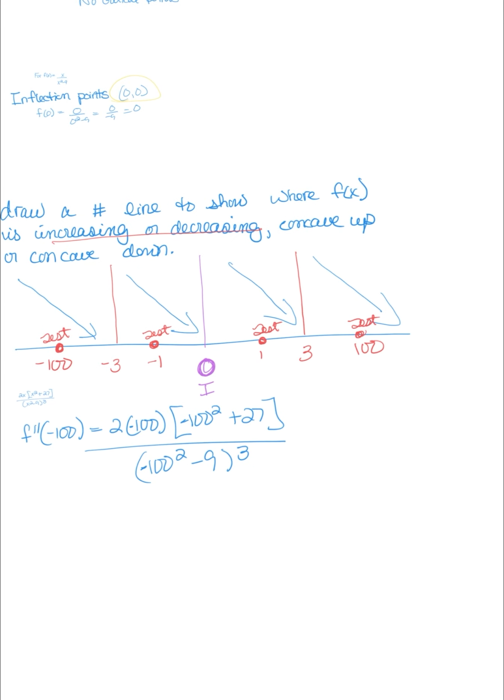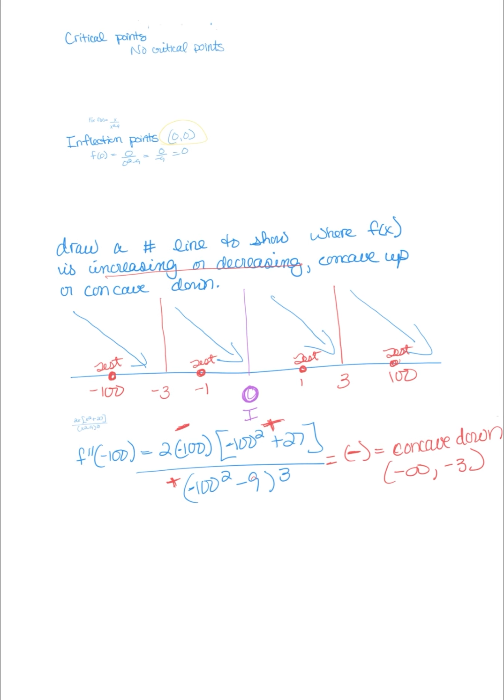Okay, well, 2 times negative 100, that's a negative. Negative 100 squared, that's going to be a positive, plus 27, so this is positive. Negative 100 squared is a positive minus 9 cubed, that's still a positive. Since we have a negative times a positive, that's negative, divided by a positive, that's still negative. Therefore, we are concave down on the interval negative infinity to negative 3. So our concavity down looks like this, like we're frowning.